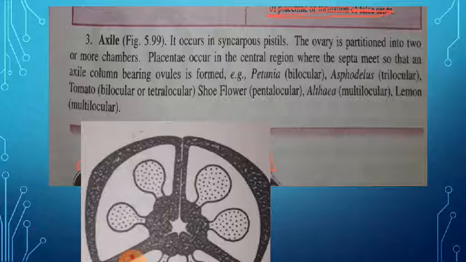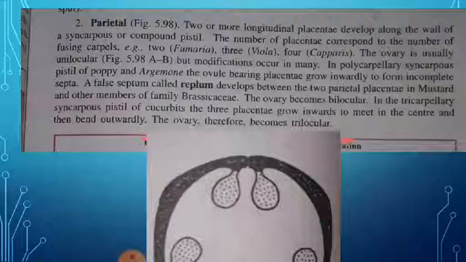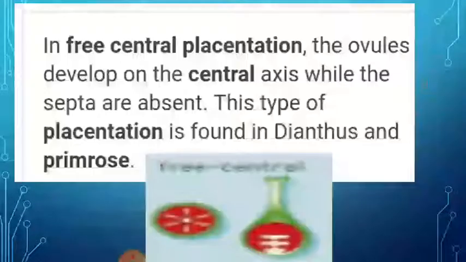In axial placentation, the ovary is partitioned into two or more chambers, and the placenta develops in the central region where the septa meet. So an axial column bearing ovules is formed. Such an arrangement is known as axial placentation.